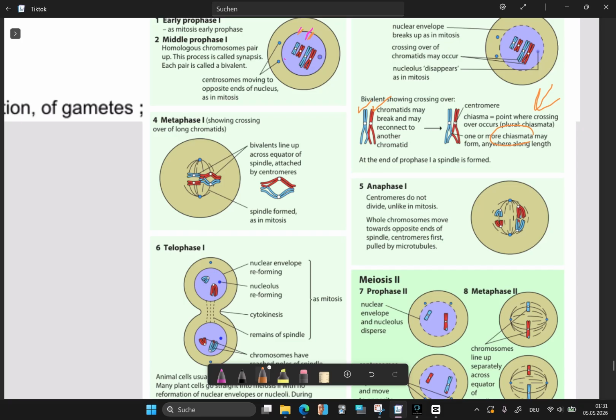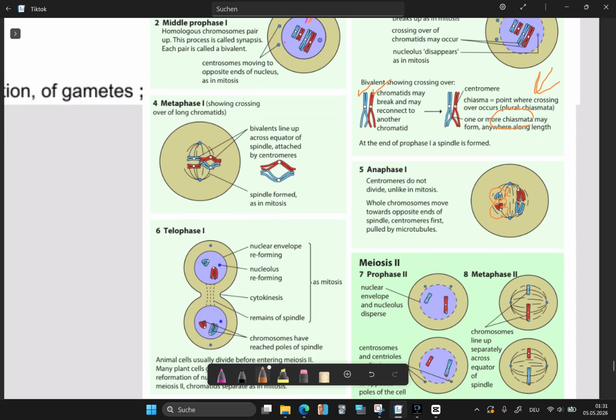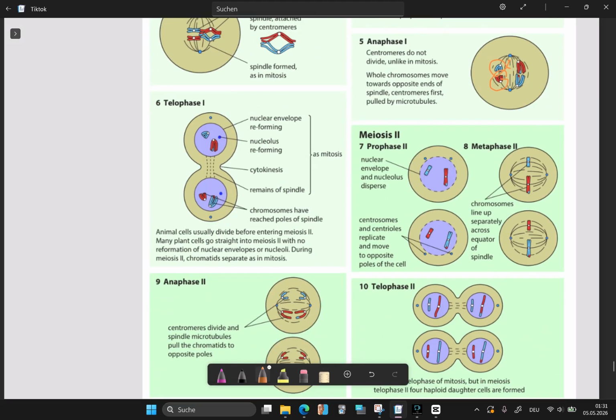And then the third thing is the separation. Here the sister chromatids are not separated; here the homologous chromosomes are separated. So take care here, because we say that the homologous chromosomes get separated. Now each homologous pair is going to go separate ways. Then we start telophase, and everything happens like in mitosis: the nuclear envelope reforms, the nucleolus, and cytokinesis. So this is telophase 1.